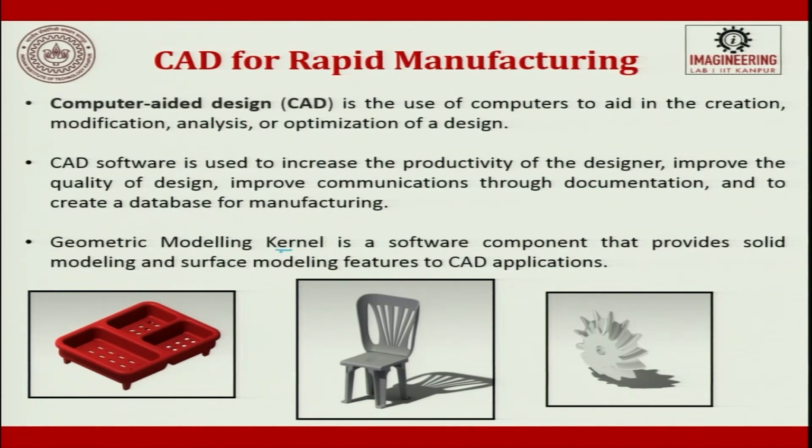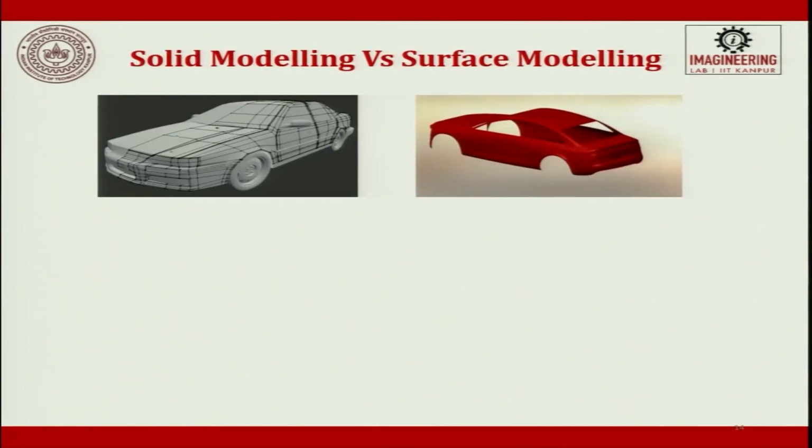The geometric modeling kernel is a software component that provides solid modeling and surface modeling features to CAD applications. So, you can see these are different types of objects which are drawn. You make it as a solid or you make it as a surface. Here, this is the solid modeling and this is surface modeling. For our application, you can use either solid modeling or surface modeling. But most of the time we use solid modeling because we also want to calculate the volume of the material to be placed. But you can also do the entire thing with surface modeling.